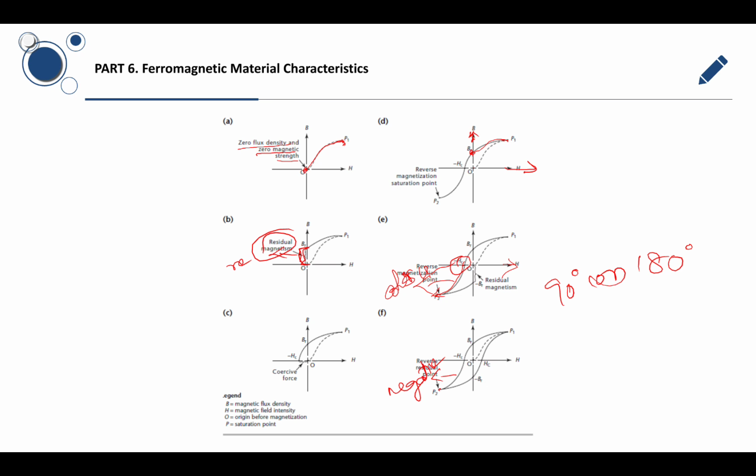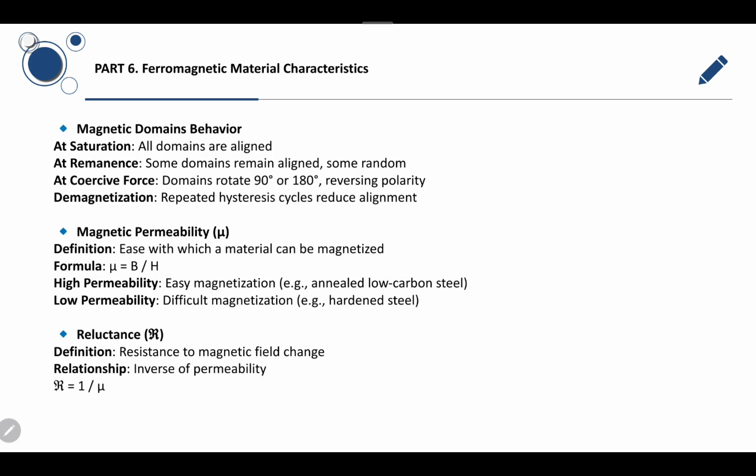To demagnetize a material, you essentially perform repeated hysteresis cycles to reduce the alignment of its magnetic domains. This is how we demagnetize the material after removing the external magnetic field. The shape and size of the loop tell us a lot about the material's magnetic property. It reduces in size and then finally it gets to zero for fully demagnetized. So let's move to the next slide.